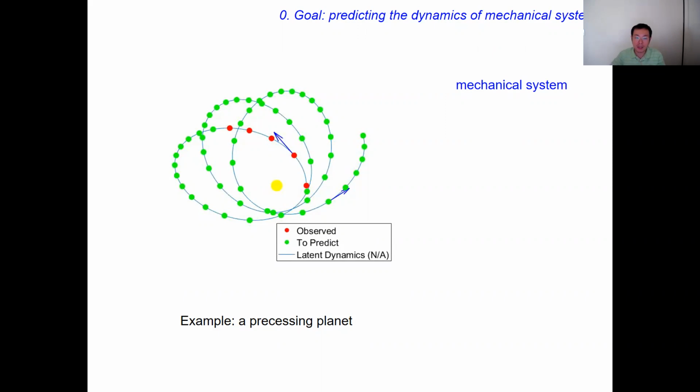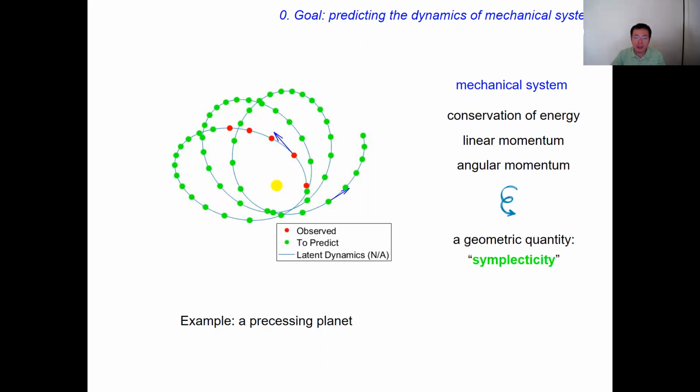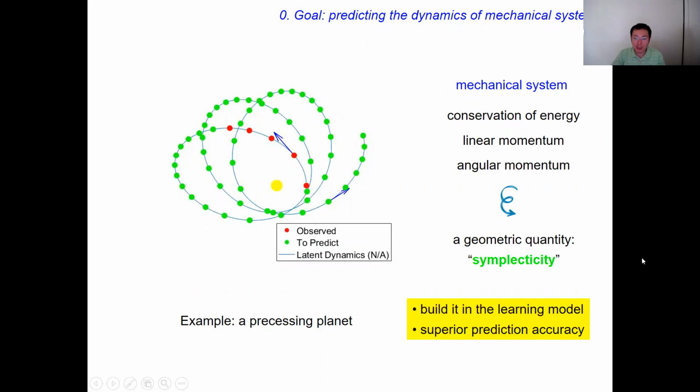So this is a mechanical system. Even though you don't know the precise formula of say the force, you know that it must satisfy some universal properties. For example, maybe you have conservation of energy, conservation of linear momentum, angular momentum, etc. So if you dig a little deeper, there is an underlying geometric quantity called symplecticity that is actually conserved by the dynamics in general. And this conservation is something that is very, very good. And in fact, this is something that we will build in our learning model. And as a consequence, we will actually gain superior prediction accuracy.